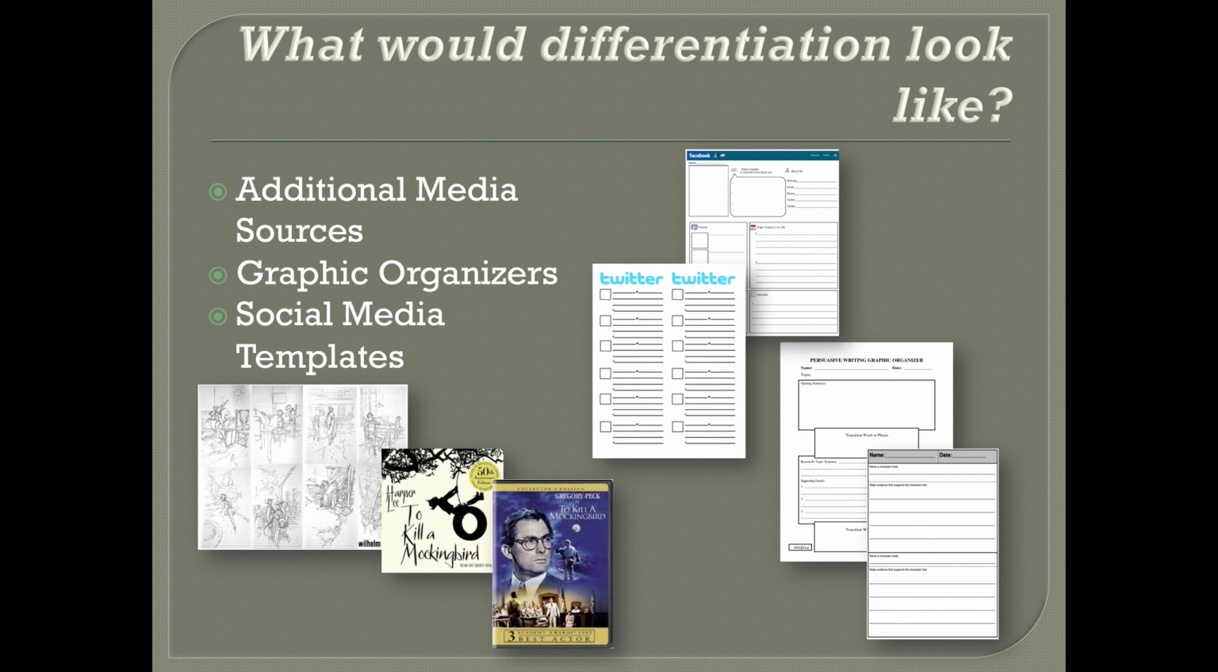What would differentiation look like? To Kill a Mockingbird lends itself to a lot of different media sources. There's graphic novels, there's audiobooks, of course there's the film. So all of these sources should be made available to students to differentiate their learning. Some students may not be able to handle the text form of To Kill a Mockingbird in the inner city. Those students may not be at that reading level, but these sources are definitely available out there for them to utilize.